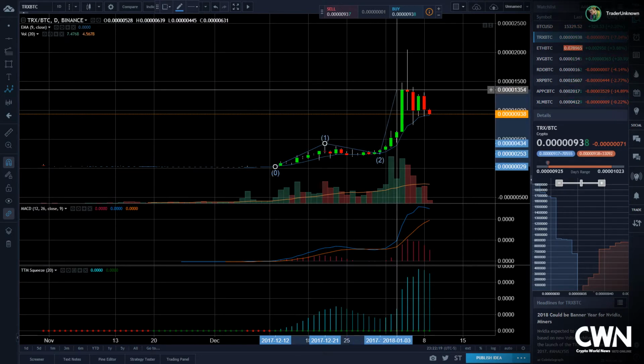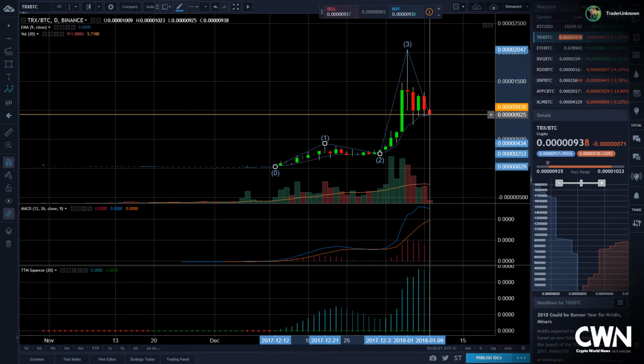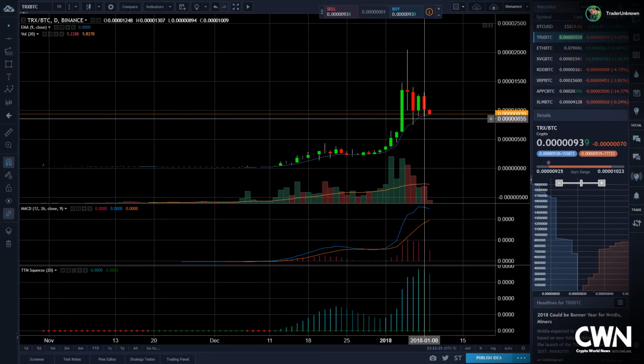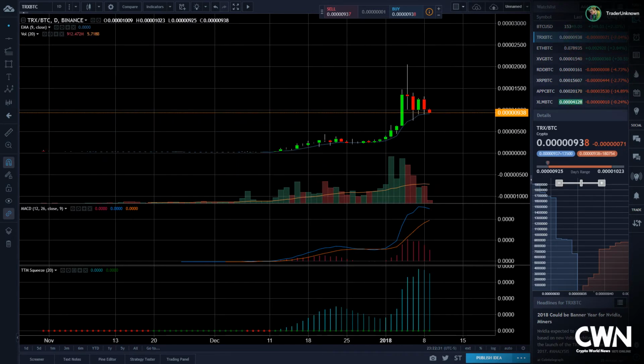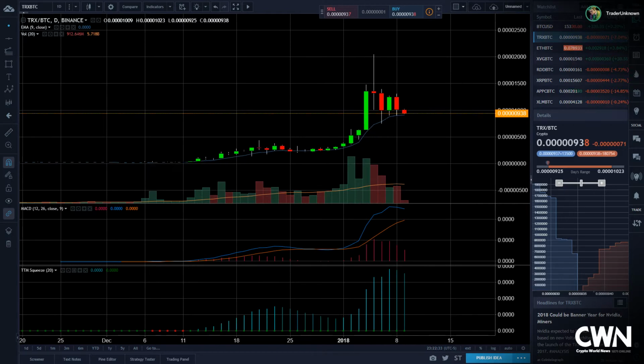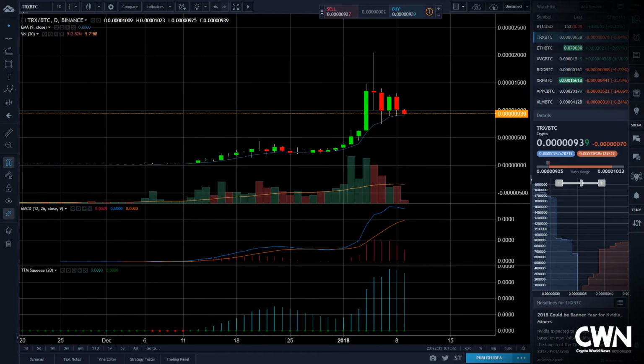Our little 1-2. Definite impulse here. 3-4. Looks like it could be done. This would be our little ABC. It looks like it's ready. I mean, don't hold me to it, but I see higher prices for this market.